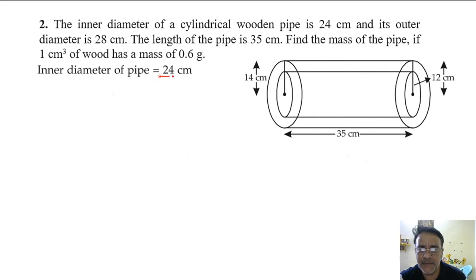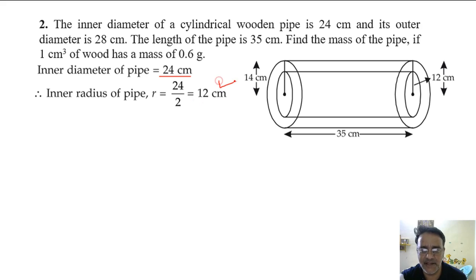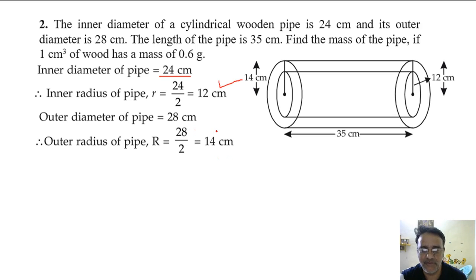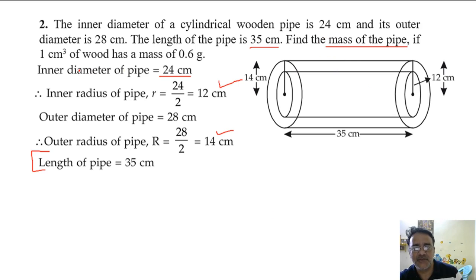The inner diameter of the pipe is given as 24 centimeters. So what will be the radius? 12 centimeter. Right, very good. Now the outer diameter is given as 28 centimeters. So what is the outer radius? 14. Very good. And the length of the pipe is given as 35 centimeter. This we will take as the height of the cylinder. And we have to find the mass of the pipe. So for mass we have to find the volume, because it is given that 1 centimeter cube of wood has a mass of 0.6 gram.